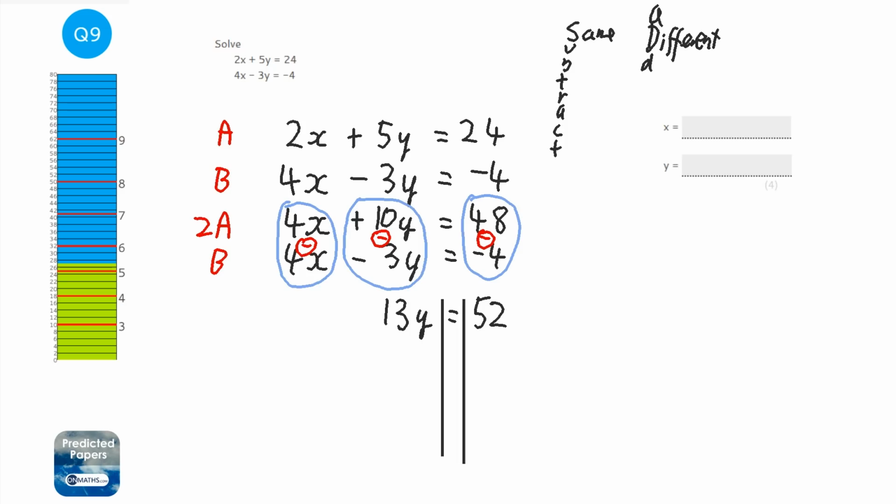Next I need to do 52 divided by 13, and we're going to do both of these divided by 13. So we've got y equals, I think it's 4, so 4 times 13 is 52. So yeah, y equals 4.